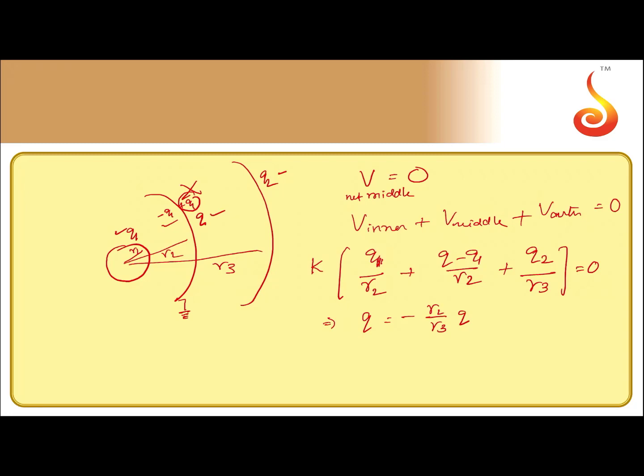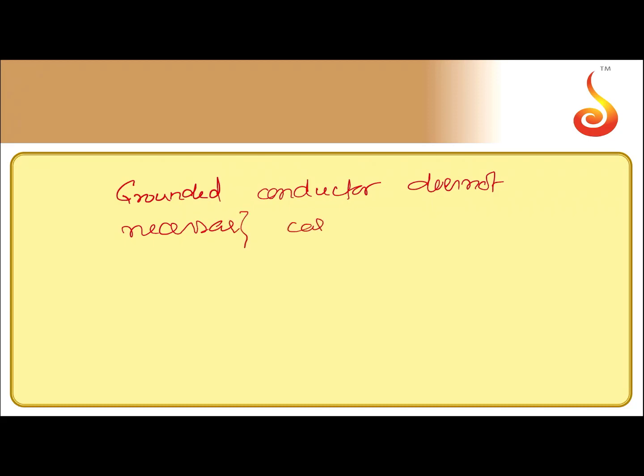Notice that the concept we have used is the net potential of a grounded conductor is 0. Also remember, a grounded conductor does not necessarily carry 0 charge. That's a very important concept to be kept in mind.